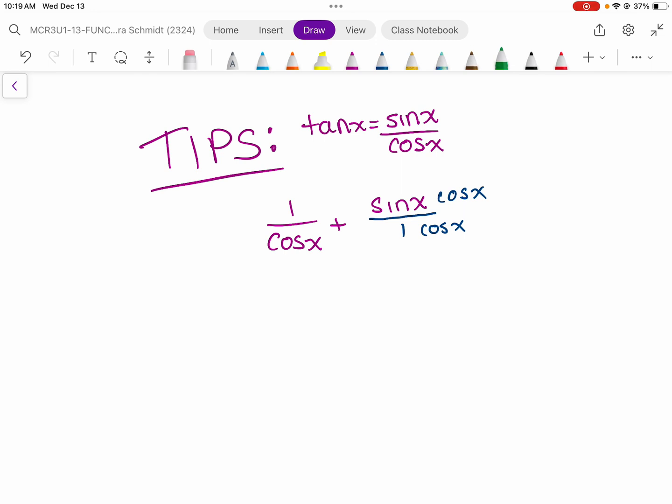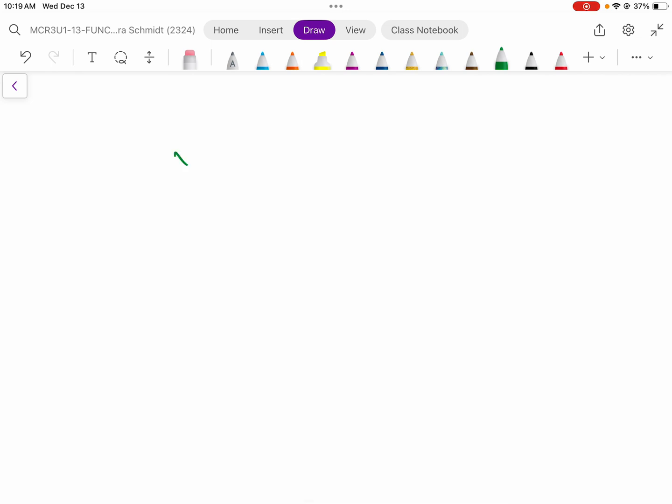Sometimes factoring is a good strategy, and the factoring that often comes up is something like a difference of squares, where it's like x minus 3, x plus 3. Recognizing a difference of squares means this term and this term are both perfect squares. You can square root both of them.